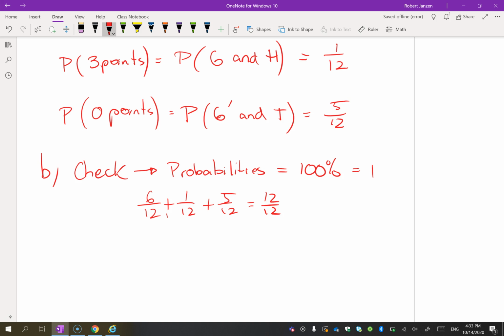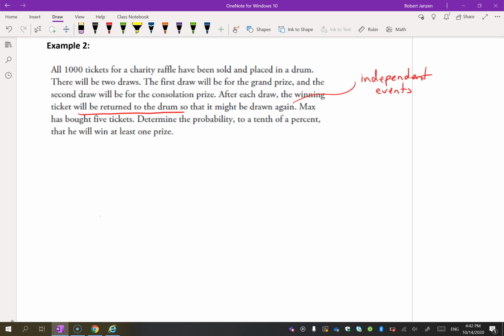Okay, let's try another question. So hopefully you've read this question. I want to highlight that in this case, the tickets will be returned to the drum. This means that they're independent events. In other words, one event is not affected by the other because each time the tickets are put back in, so each draw is equal. Very quickly, what's the probability of winning on a draw? Well, if he buys 5 tickets, he has a 5 in 1,000 chance to win. But we're supposed to find the chance that he will win at least one prize.